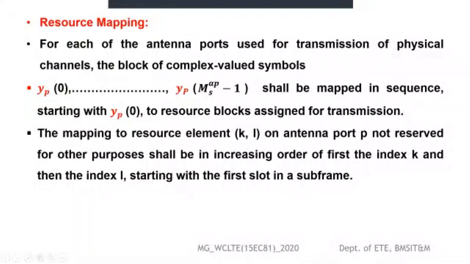The moment I say resource block, you should visualize that box structure: the y-axis has 12 subcarriers and the x-axis has one time slot, that is 7 OFDM symbols, or 2 time slots, that is 14 OFDM symbols. In that, one small box is the resource element, indexed by k on the y-axis and l on the x-axis. That will be mapped to that antenna port.